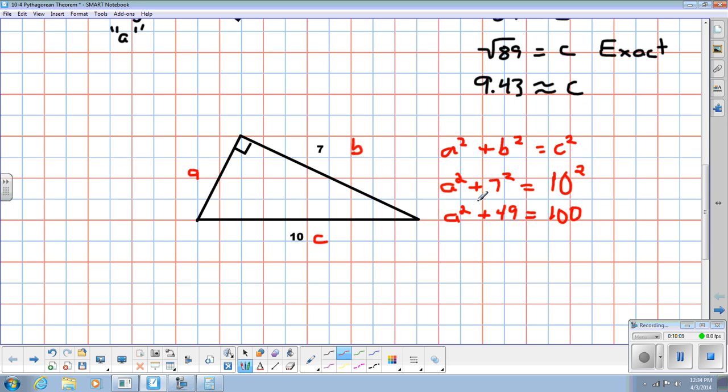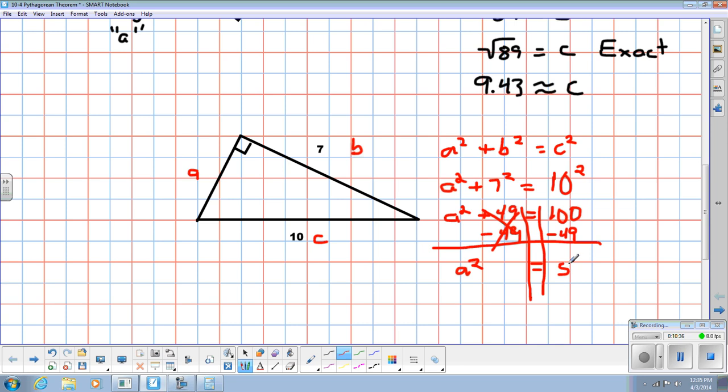How do I solve for a letter that's sitting here? Yes, I work backwards now. Subtract 49 from both sides. Minus 49. And I'm going to draw my line. And here's my river. I know some of you like to draw in the river. So then I have a squared, plus 49 minus 49. That goes away. That cancels. Equals a squared equals 100 minus 49.